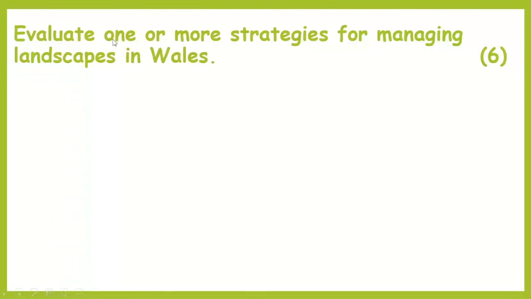You could talk about just one strategy for managing landscapes, but you've got to try and squeeze 6 marks out of just one. Now, sometimes it will say evaluate one strategy, and you're going to have to do that in a lot of detail to access all 6 marks. But in this case, you've got an out. It says one or more. So I would suggest you talk about more than one strategy here to access all 6 of those marks.